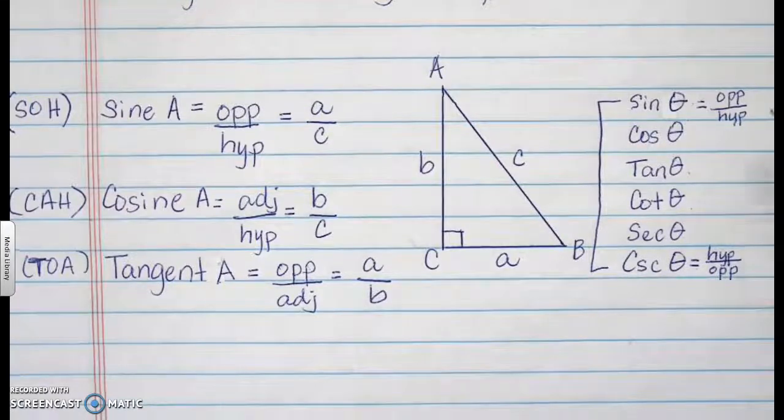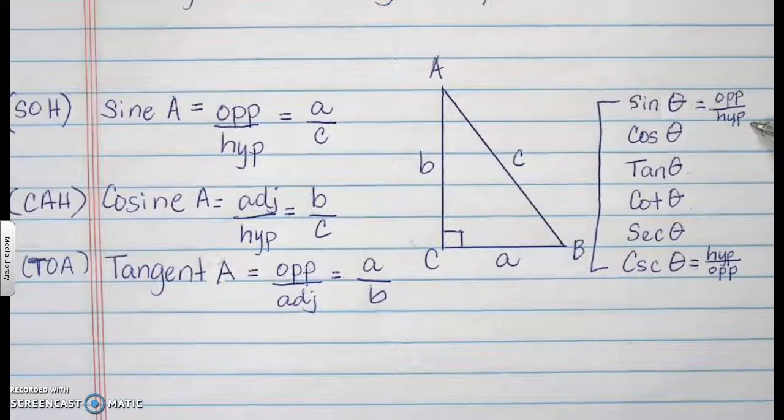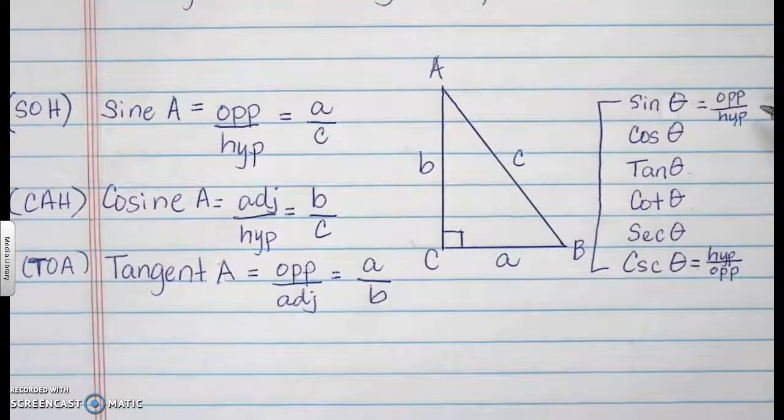So let me show you now that once again, sine theta is opposite over hypotenuse. It is very easy to remember these functions if you're going to take a look at them as opposites.